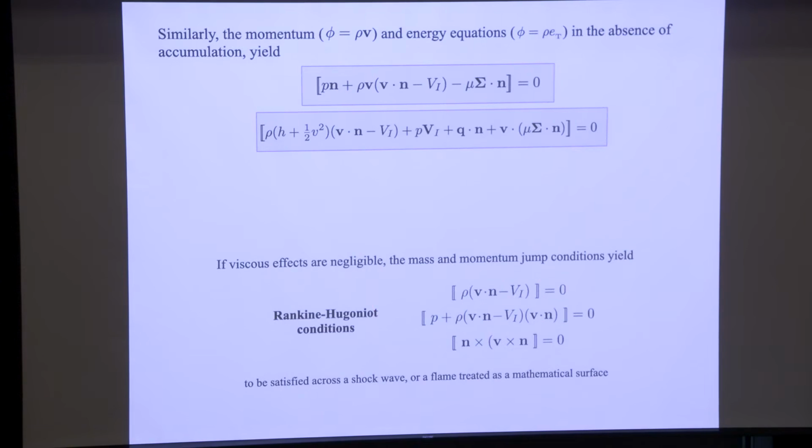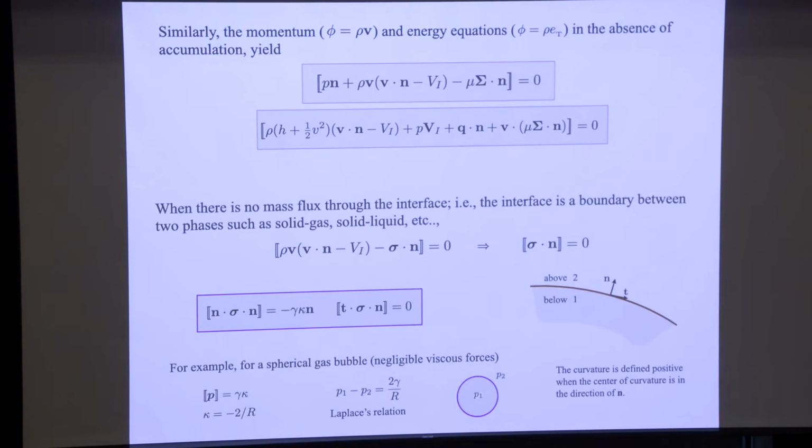And those are known as Rankine-Hugoniot conditions. They are essentially simple conservation of mass and momentum across an interface. They are used, for example, in shock waves. They will be used or can be used if you treat a flame as an interface because you want to conserve mass and momentum and energy, and that's the proper relation that does that.